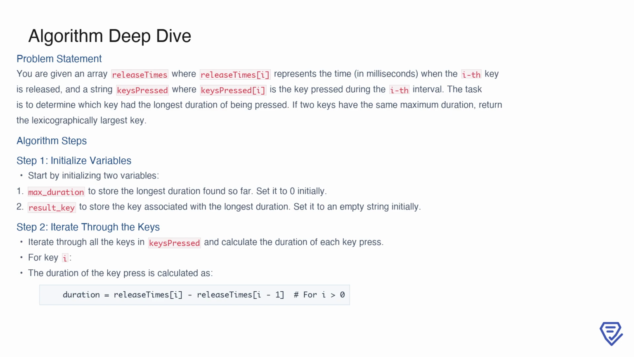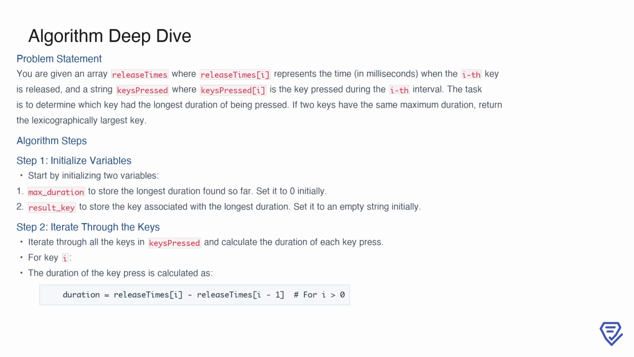To solve the slowest key problem, we need to determine which key was pressed for the longest duration based on the given inputs. The release times array tells us when each key press ends, while the keys pressed string indicates which key was pressed during each interval. Our goal is to calculate the duration of each key press, then identify the key with the longest duration. If multiple keys share the same duration, we will return the one with the lexicographically larger value.